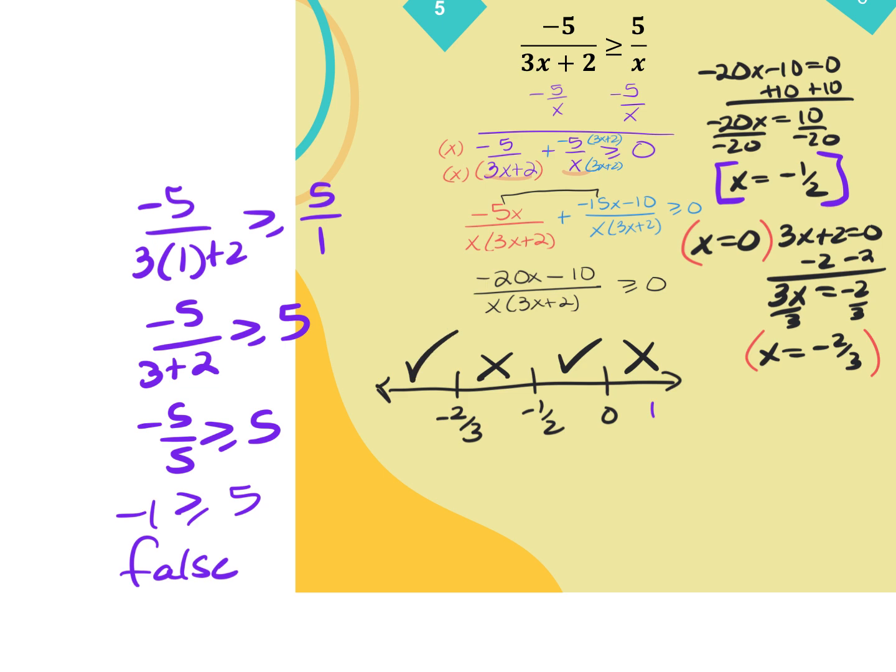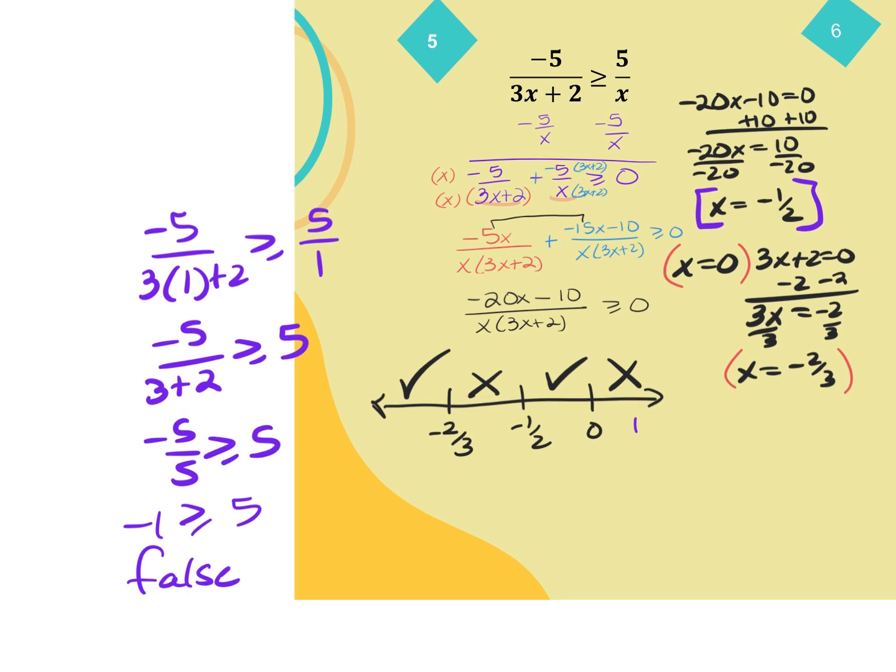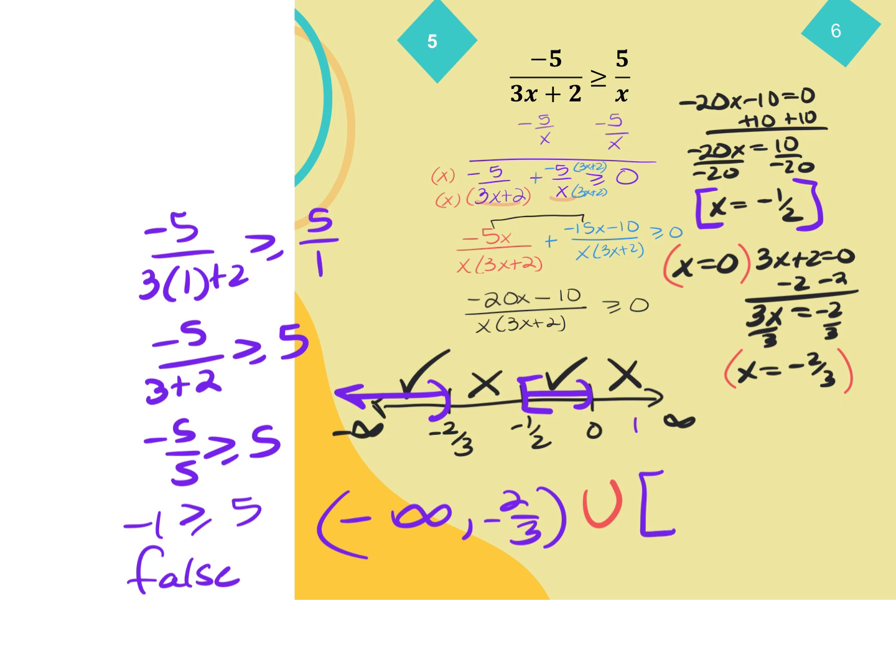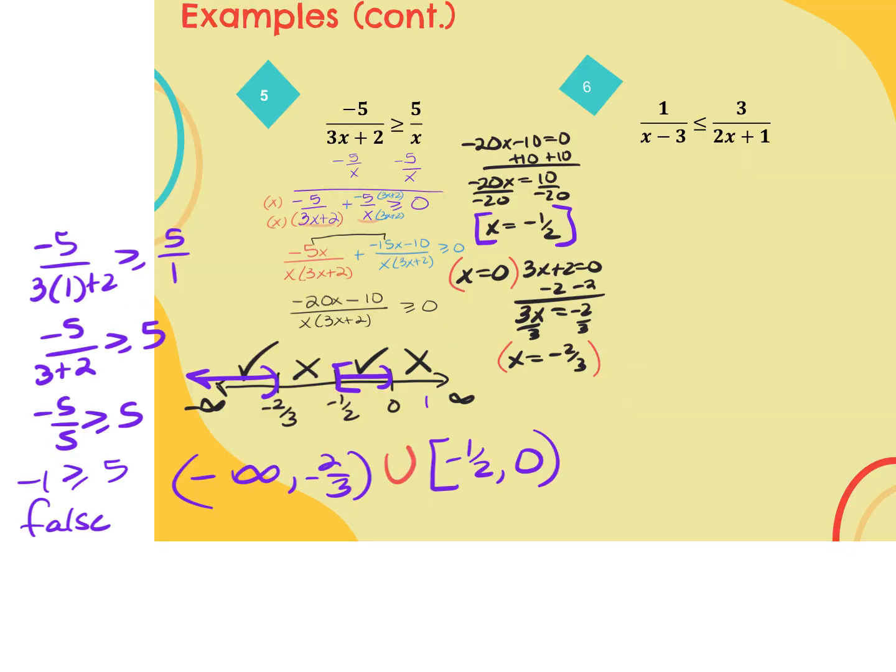So now when I go to graph it, remember only the negative 1/2 got the bracket. So this is a bracket with a parenthesis on the 0. And then over here, parenthesis going to negative infinity. So my final answer here in interval notation: negative infinity up to the negative 2/3, parenthesis, union with bracket negative 1/2 to 0, parenthesis.